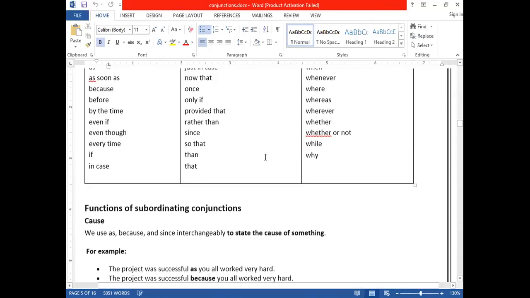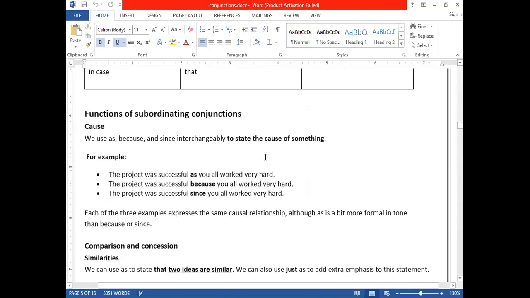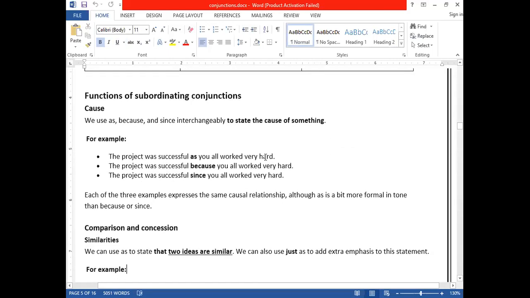Number one, we will study subordinating conjunctions, clear? Subordinating conjunctions, what do they show us? They show cause. Whenever you want to show cause and you want to link, we use subordinating conjunctions. Those are: as, number two, because, and since. These three are used to state the cause of something. Whenever you want to show the cause of something, we use these three subordinating conjunctions.